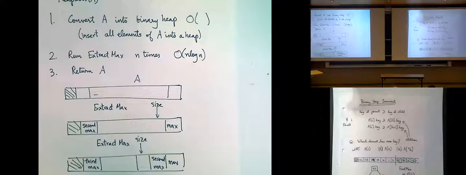At the end, you don't care about the size. You just wanted to sort the array. The size will actually become zero at the end. So you're not actually using this as a proper priority queue. You're just using it to sort. Once you sort, you're done.